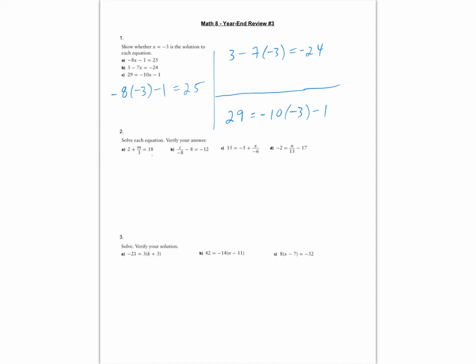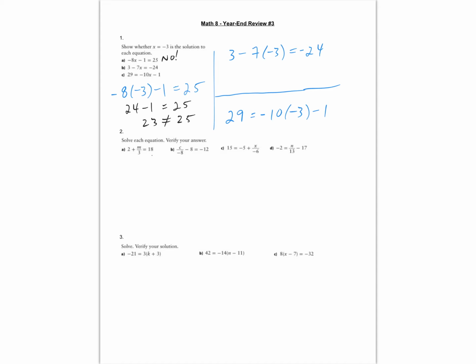Okay, so working this out, let's see if the left equals the right. So -8 times -3 is 24, right? Positive 24, because a negative times a negative, the signs are the same, so it's positive. Minus 1 equals 25. So if we just finish up here, 23 does not equal 25. So this one is a big fat no.